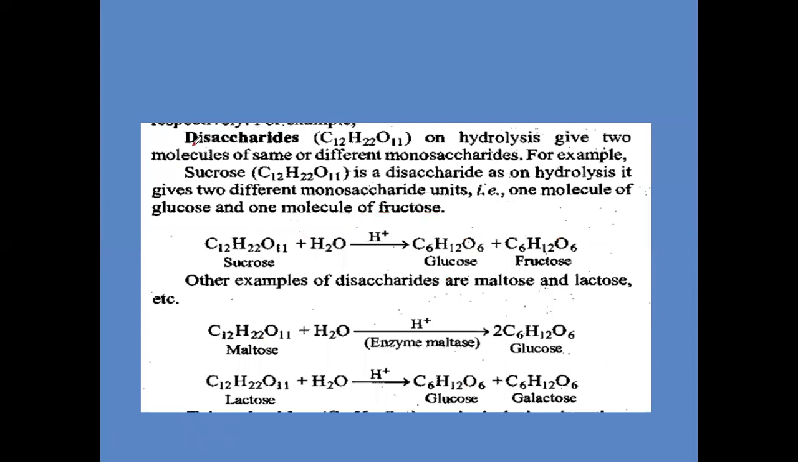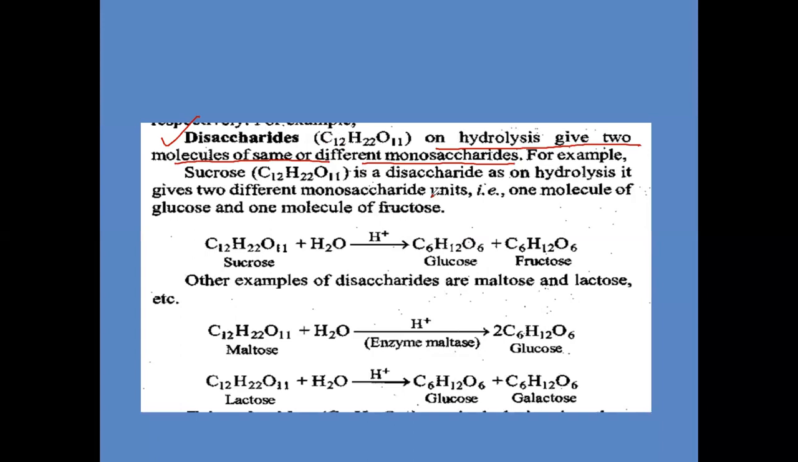Next, disaccharides. Disaccharides means how many sugar units will be present? 2 sugar units. That is, 2 saccharide units will be present here. So on hydrolysis, they give 2 molecules of the same or different monosaccharide units. So 2 different or 2 same monosaccharide units will be given on hydrolysis of which molecule? A disaccharide. A disaccharide means how many carbons will be there? C12. If C6 is there, it is a monosaccharide; if C12 is there, it is a disaccharide; if C18 is there, it is a trisaccharide. Like that we can say.